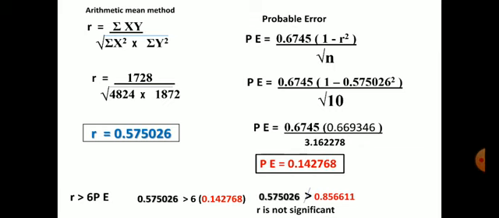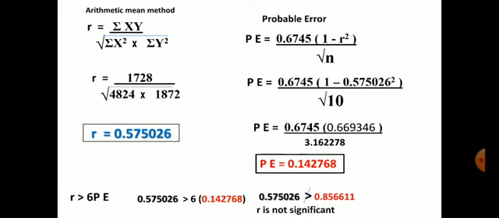In this case we can clearly see that the error is more and r is less. That is, 6 times the error is more than r. That's why we come to the conclusion that r is not significant. It is a 15-mark question where they will ask you to calculate the correlation coefficient, the probable error, comment on the result, as well as whether r is significant or not. You have to comment on that, right?